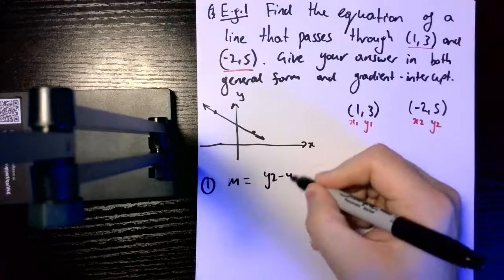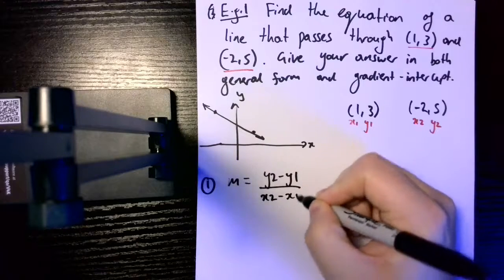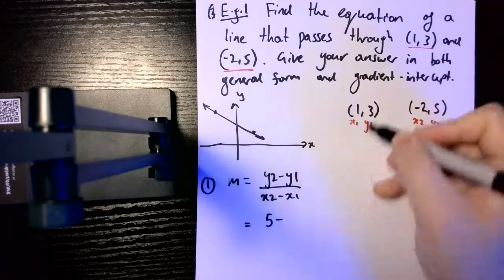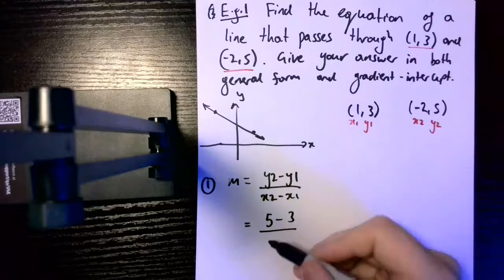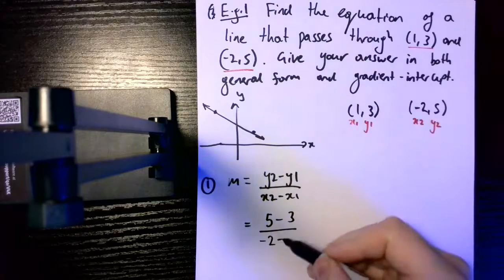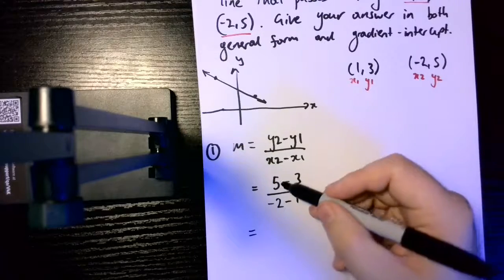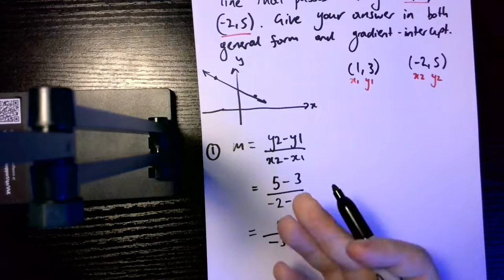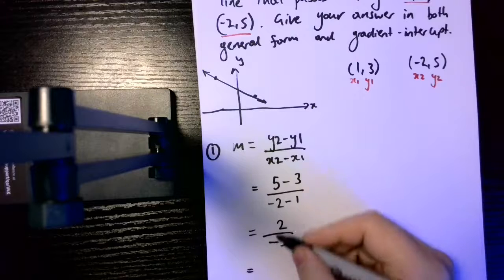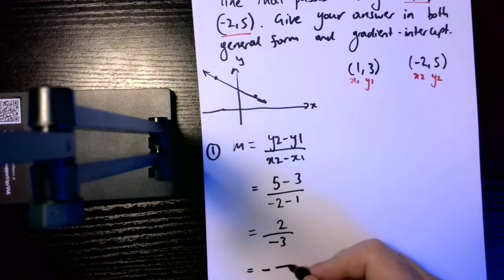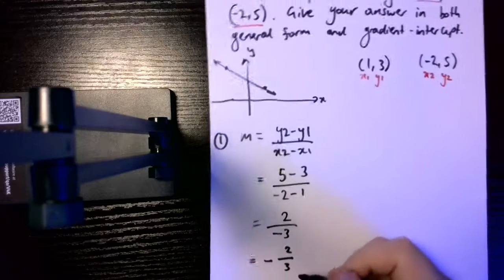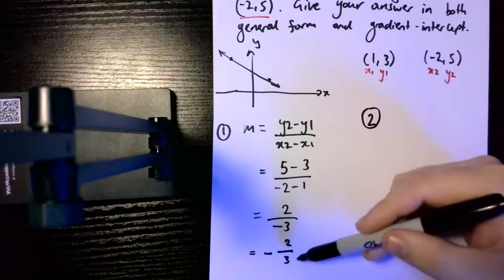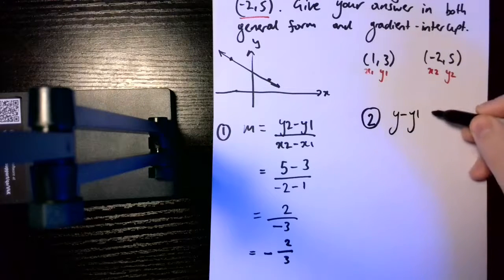So just remember, step 1, we're going to find m. Well, that's just y2 minus y1 over x2 minus x1, which is equal to, now we just sub everything in. My y2 is 5, minus my y1, which is 3, all over my x2, which is -2, minus my x1, which is 1. After a little bit of simplification, 5 minus 3 is 2, and -2 minus 1 is -3. It doesn't matter where you put this minus, it can go at the front, on top, it doesn't really matter. Our gradient here is -2/3. So the next thing that we're going to do, now that we have our gradient, is sub it into the point gradient form. This thing.